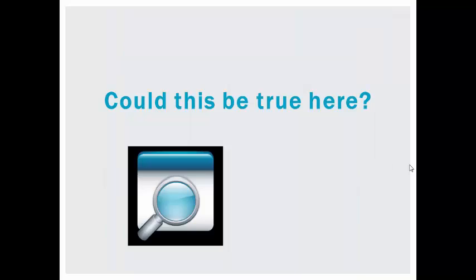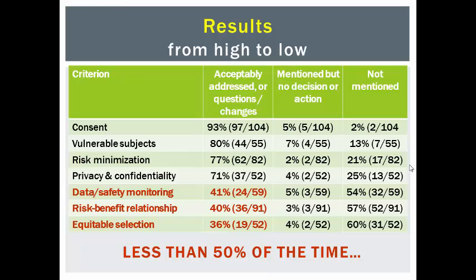The buckets. So acceptably addressed or questions or changed, all that the IRB had to do was to say the research has adequately addressed this criterion, or to say we don't think it's met this criterion until it's been changed in this way, or we can't decide whether or not it's met the criterion unless we have some additional information. So it was that simple.